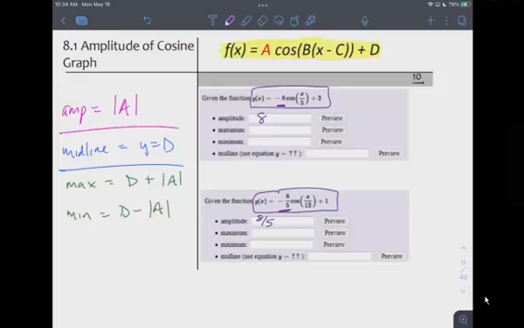The midline is the next easiest thing to find. The midline is just your vertical shift, so y equals 3 in the first one, and in the second one, y equals 1. So there are your midlines. Then you can take your max and min just by calculating the midline plus the amplitude and the midline minus the amplitude. So 11 for the maximum, -5 for the min.